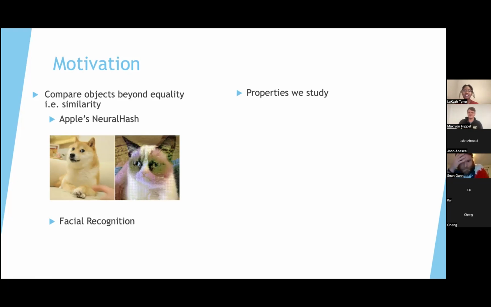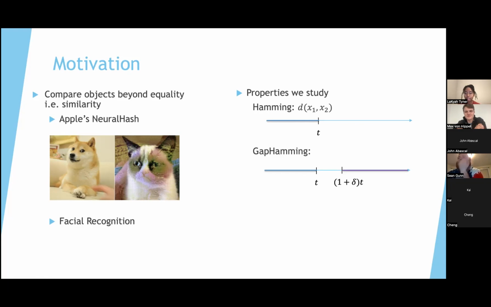Yeah, so in this work, we focus specifically on the Hamming property. It determines if the distance between two strings, x1 and x2, is less than or equal to some threshold t, or greater than that threshold. Okay, and then we also mention the gap Hamming predicate, which determines if the distance between those two strings is less than or equal to this threshold t, or greater than or equal to (1 plus delta) times t. And in this little gap area in between, we don't really care about what the output is. So it's a little less well-defined than the exact Hamming predicate or property.